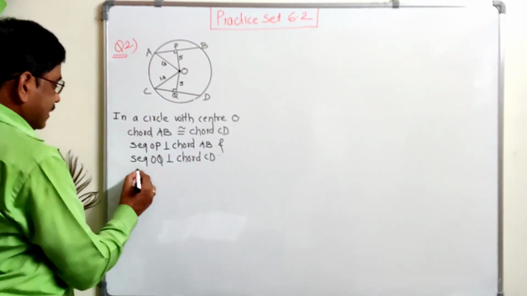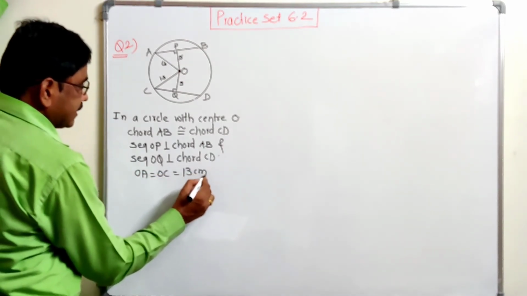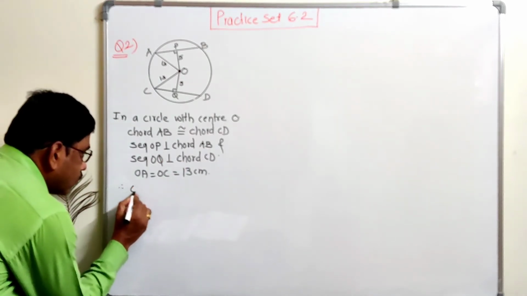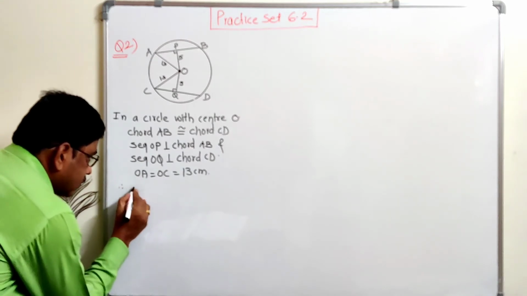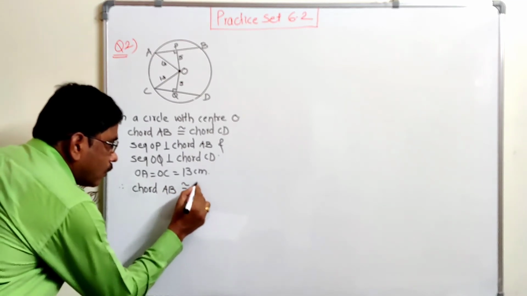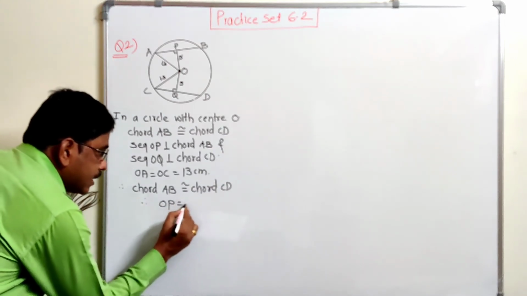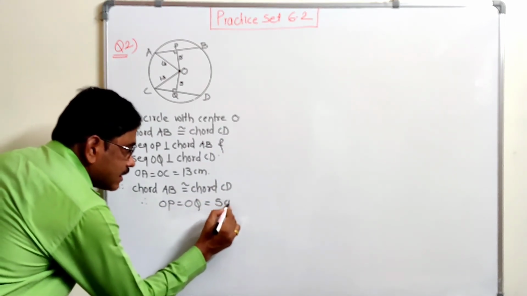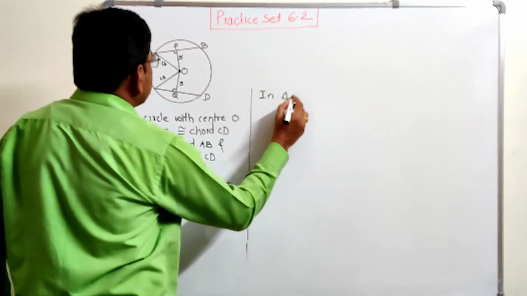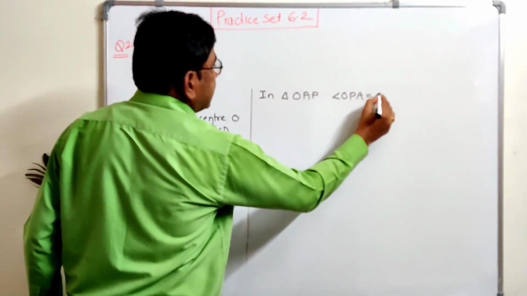Now here radius is given, OA equals OC is equal to 13 centimeter, and you know congruent chords are equidistant, and therefore OP, here first write chord AB congruent chord CD. These are two congruent chords, and therefore OP equals OQ. This distance is given 5 centimeter. In this triangle, consider triangle, in triangle OAP, angle OPA is 90 degree.